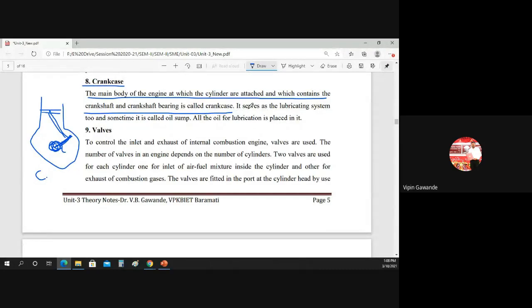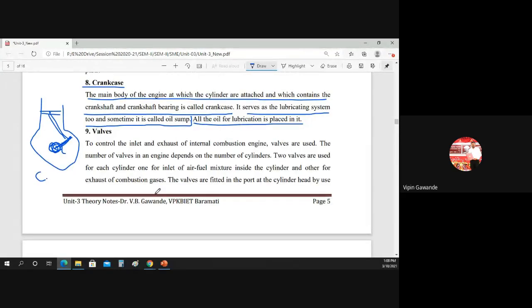Now, what is the function of this crankcase? It serves as the lubricating system, and sometimes it is called the oil sump. So oil is filled in the crankcase, and this oil is used for what? The lubrication purpose.